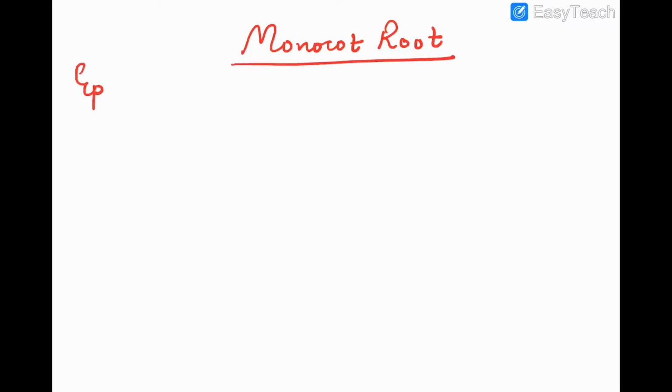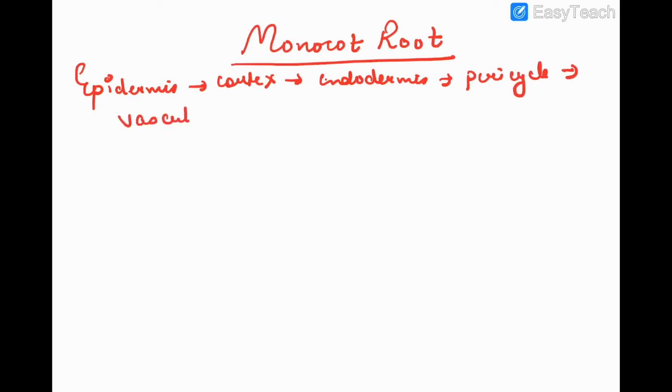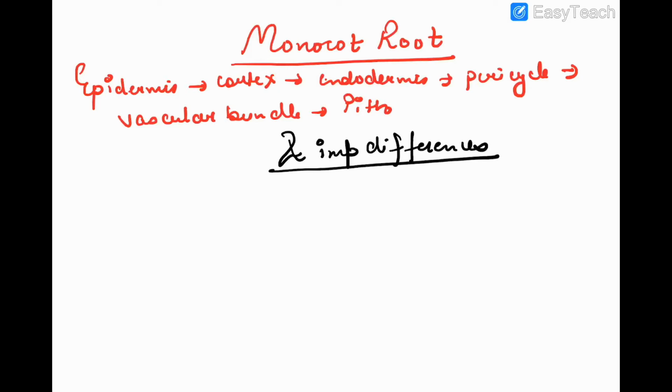Now let us talk about monocot root. Monocot root has the same layers: first epidermis, then would come the cortex, then the endodermis, then the pericycle, then the vascular bundles, which are the xylem and phloem, and then the pith. But there are two important differences between monocot root and dicot root.